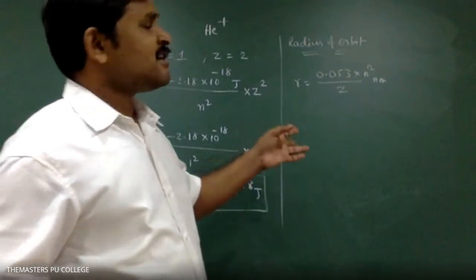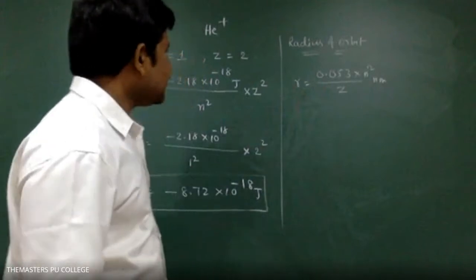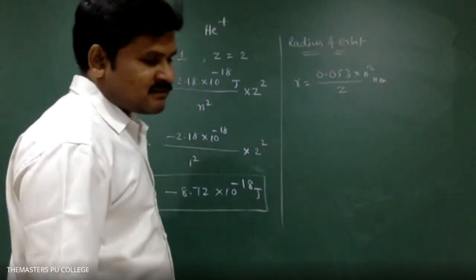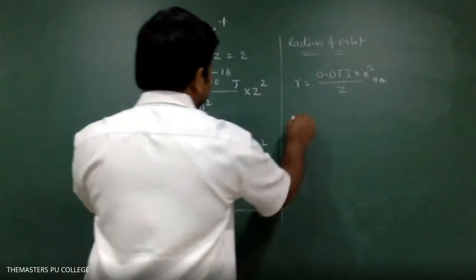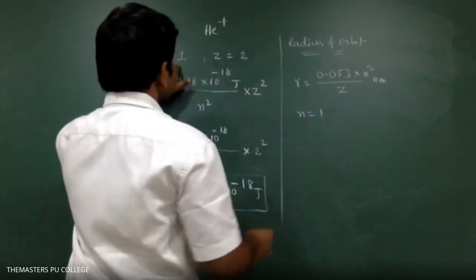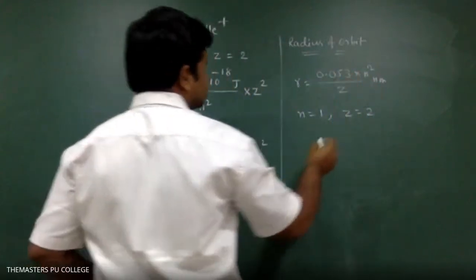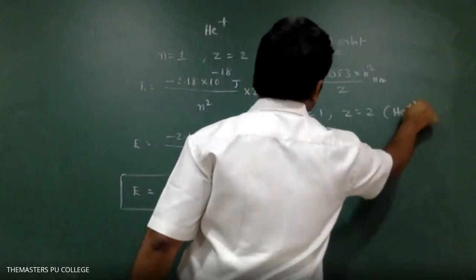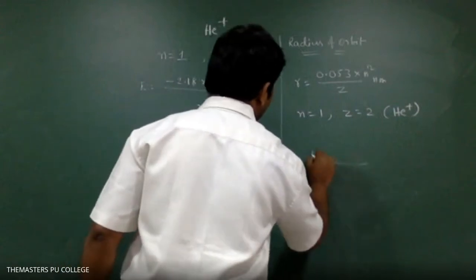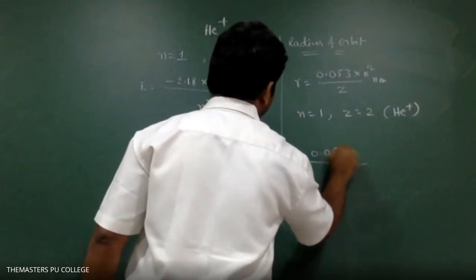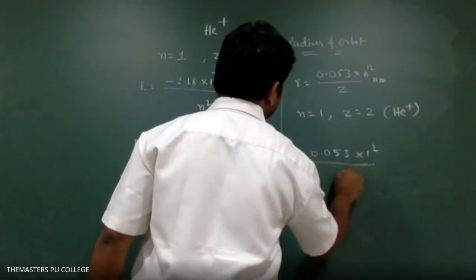Here he is giving hydrogen-like species, so that's why we compulsorily have to take the z value. R is equal to 0.053 into n square by z. What is the n value? Same. So n value is equal to 1, z is equal to 2. Why? Because it is He plus. So He means z is equal to 2. Next, R is equal to 0.053 into 1 square by 2.